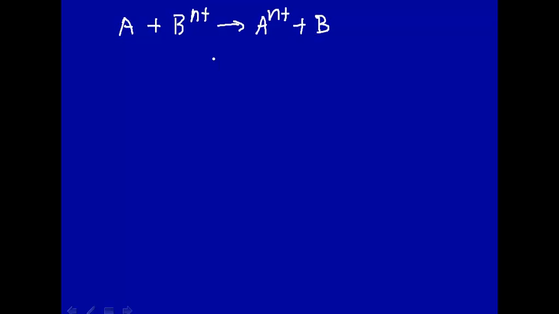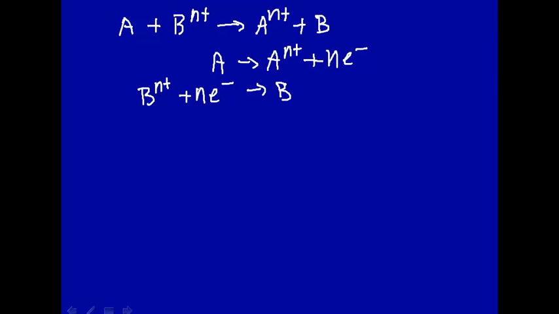The two half reactions for this are: A is being oxidized to A^n+, and we're producing n electrons. Those n electrons are going on to B^n+ to reduce it to just B. So those are the two half reactions. We add those up, we get this whole reaction. Now let's let this reaction be at equilibrium.